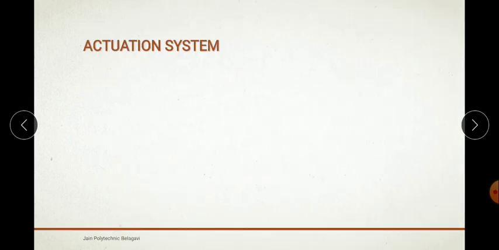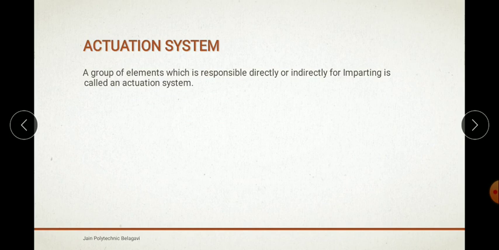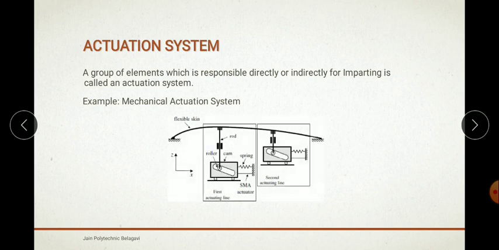So what is this actuation system? Actuation system is nothing but a group of elements which is responsible directly or indirectly for imparting. Imparting means moving from one position to another position. So such systems are nothing but the actuation systems. There are different types of actuation systems, mainly mechanical actuation systems, hydraulic, pneumatic, electrical. So here the below figure shows the simple mechanical actuation system.